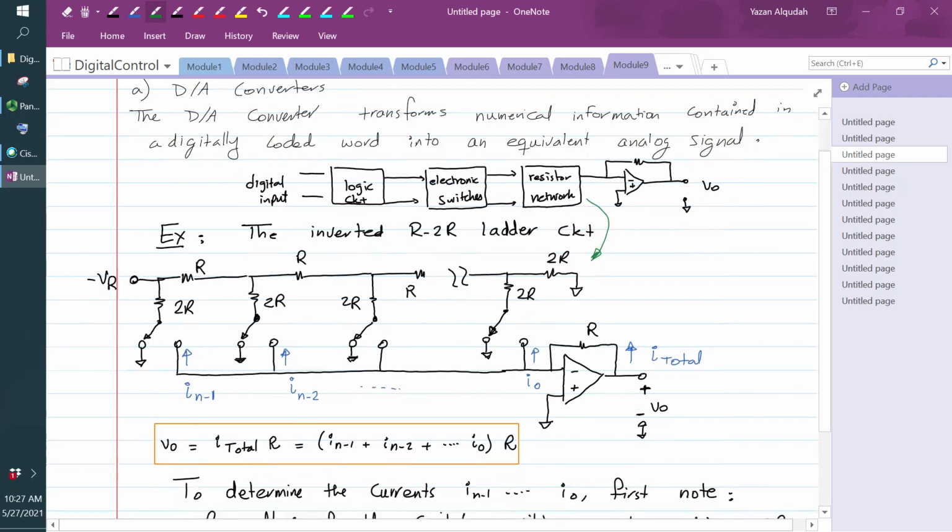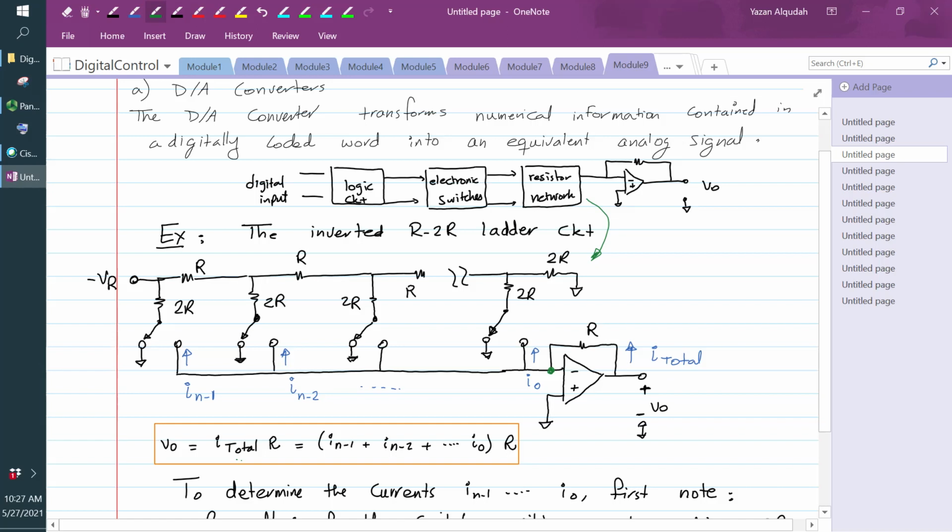In this circuit, if you look here, I have an op-amp, and the op-amp has a current, I total, going through the feedback resistor. Therefore the output is going to equal I total multiplied by R. The voltage here at the inverting input of the op-amp is 0, so the voltage at the output is going to be I total multiplied by R.